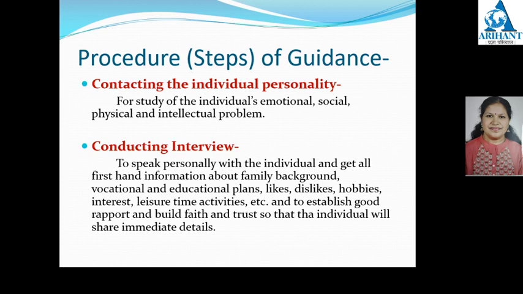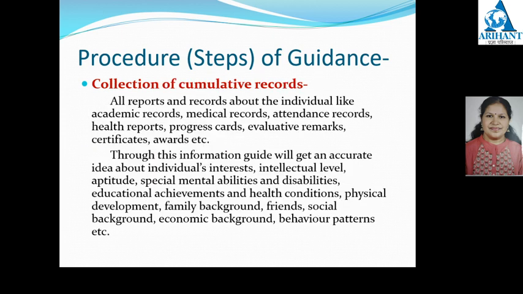So when they talk informally, the guide will get an idea about the family background, vocational and educational plans of the individual, his likes, dislikes, hobbies, interests, leisure time activities, all this information. And with the help of this information, he will be able to guide the individual. The next step is collection of cumulative records.